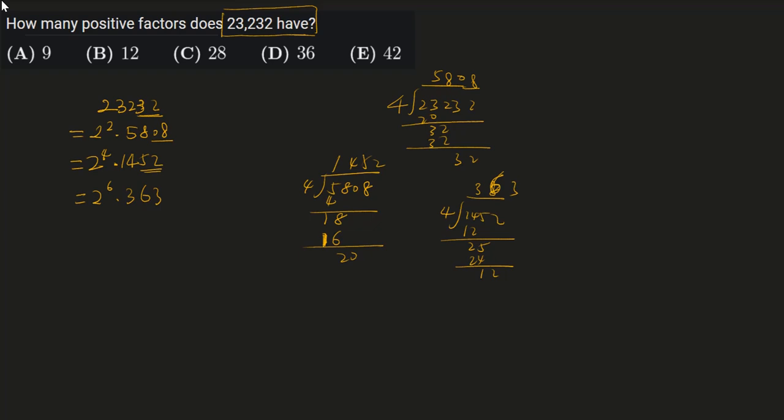We can't play with these bunch of factors of 2 anymore. So then what next? Certainly this is divisible by 3, because the sum of the digits is divisible by 3, so the whole number is divisible by 3. So this equals 2 to the 6 times 3 times 121. Do you recognize this? That's 11 squared, right? So that's 2 to the 6 times 3 times 11 squared. Now we complete the prime factorization.